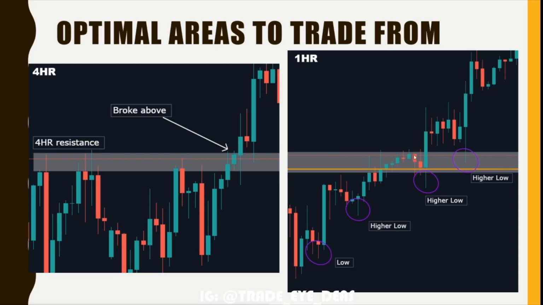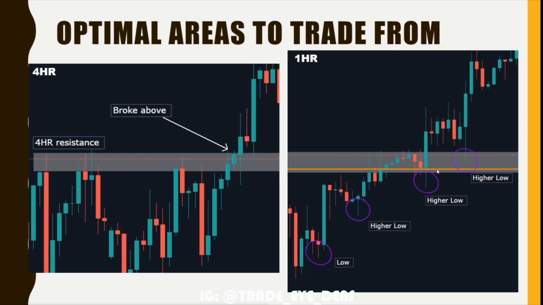So here we can see when we broke up here, we came back down, retested it, and started moving up. And then here again, we came down, rejected this area, and started moving back up. Now, we haven't covered candlesticks yet, so don't worry if you don't understand how you could have caught this position right here.